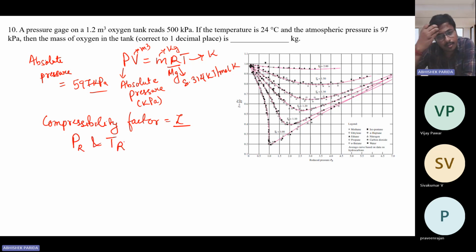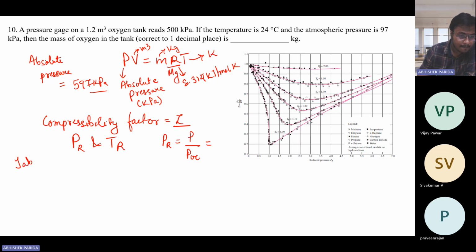What is PR and TR? What is PR? It is called reduced pressure. Correct. And how to calculate reduced pressure? The pressure divided by its critical pressure, sir. Correct. So calculate what is the PR. So for critical properties, try to refer to table A1 of Cengel and Boles.